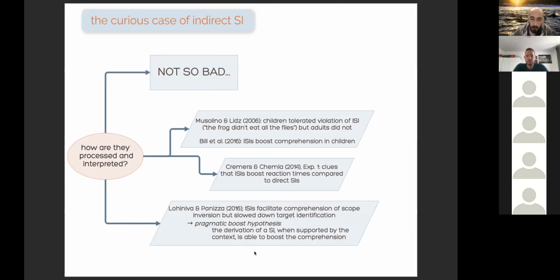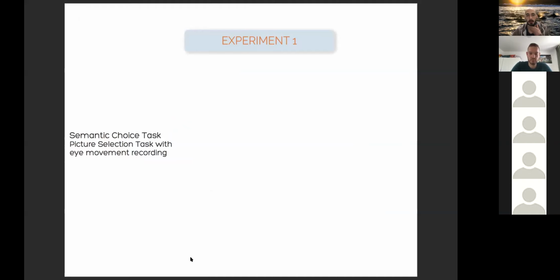And we put forward this pragmatic boost hypothesis: that it was a derivation of a scalar implicature that facilitated the comprehension of inverse scope, because inverse scope, by the not-all interpretation, would be logically compatible with the none scenario, but then if you derive the implicature, it's not compatible with that scenario anymore, and then you can have some specific effect for the not-all-but-some scenario. Okay, so again, strange results and some hints that actually both children and adults might be actually good with indirect scalar implicatures.